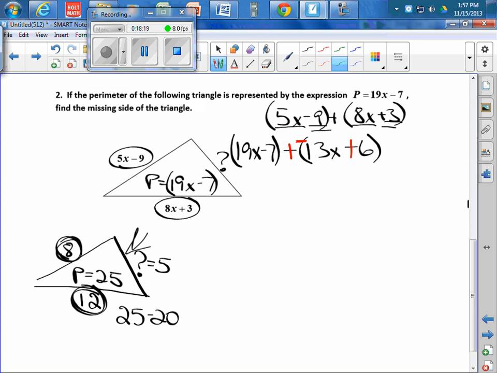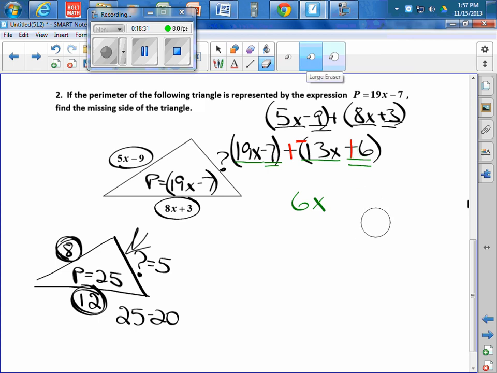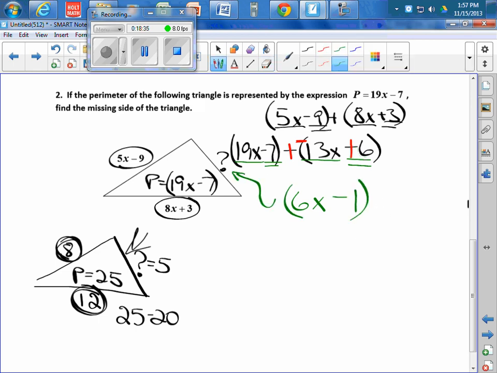So now just go through and combine like terms. 19x minus 13x is 6x. Negative 7 plus 6, negative 1. Let's do a negative 1 and not a negative 7. 6x minus 1. And this is that missing side.